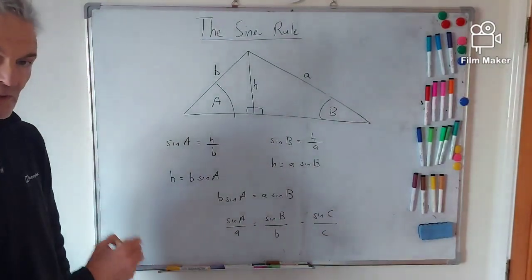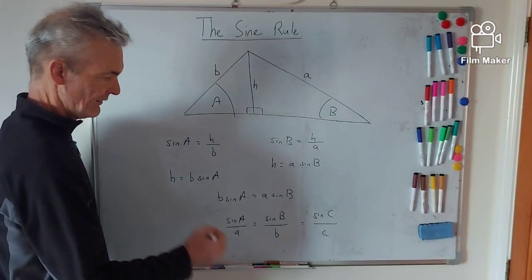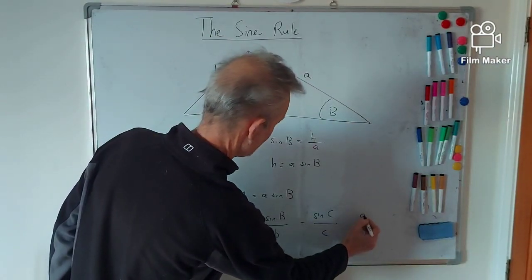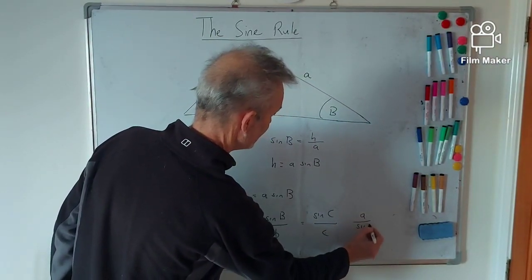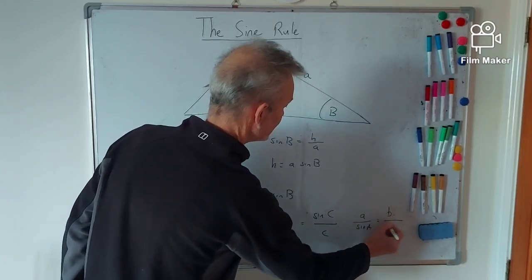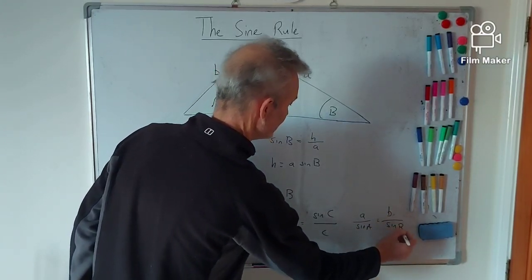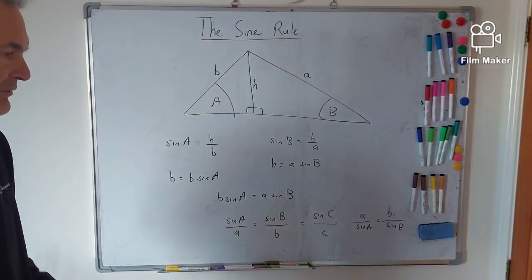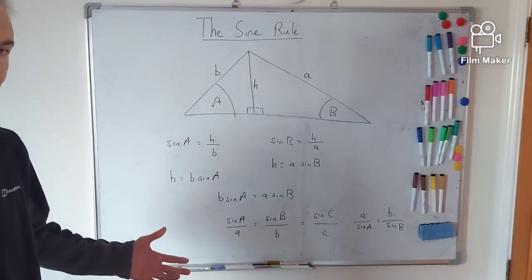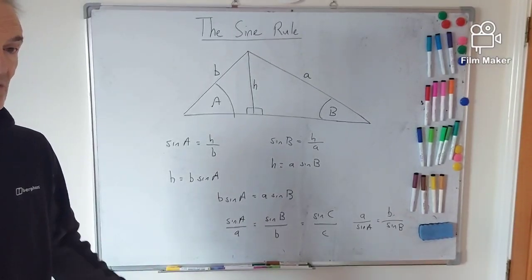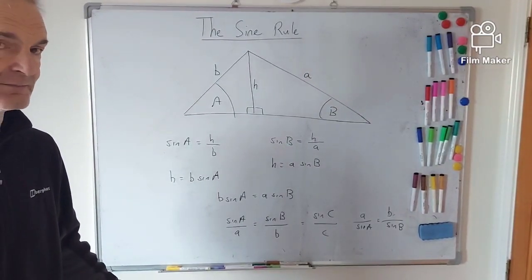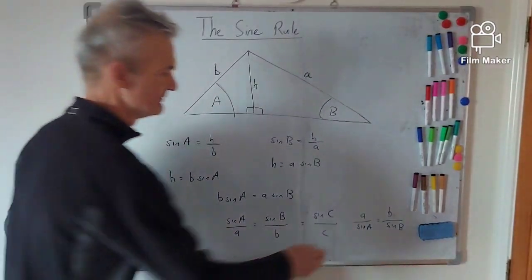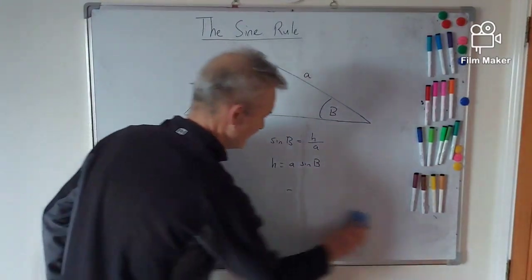Now you can equally write this the other way around, if you like, with these flipped the other way around. So you could say that A over sine A equals B over sine B. That's perfectly acceptable to write it that way round. So that's the sine rule, and that can be used to help us find angles and sides in a non-right angle triangle. Now let's have a look at how we find some of those angles and sides using the sine rule.